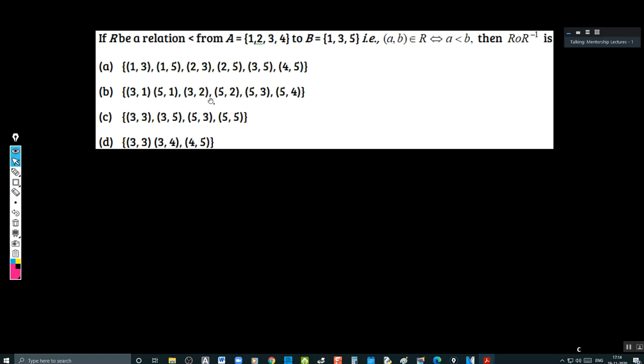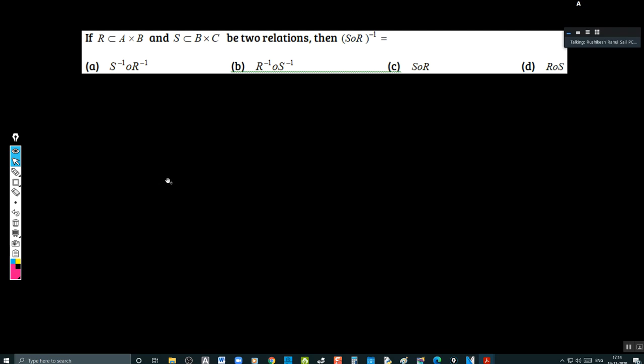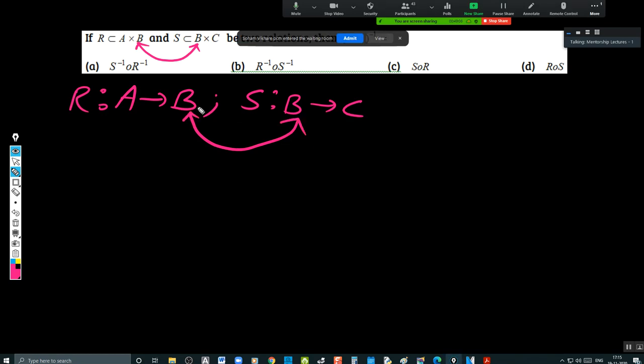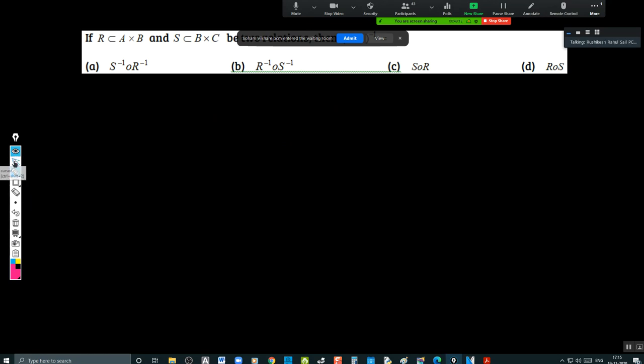So why have they given that left part, R intersection A cross B? He has taken two sets A and B. This is A cross B, this is B cross C. He wants to mention that these two are common. If they are not common, you cannot have the composition. I wrote it as R maps from A to B, and he mentioned it as A cross B, and S maps from B to C. These two he wants to show. Got it, sir.